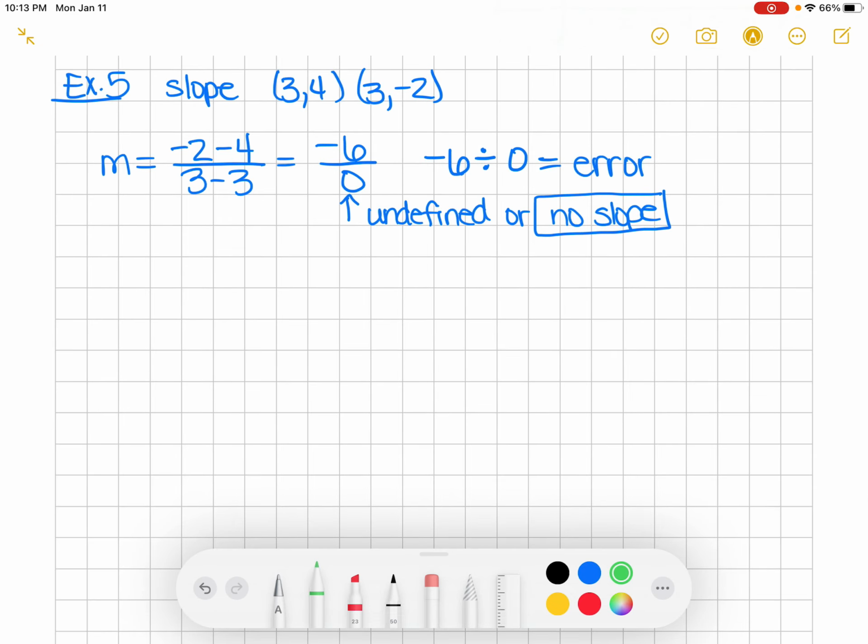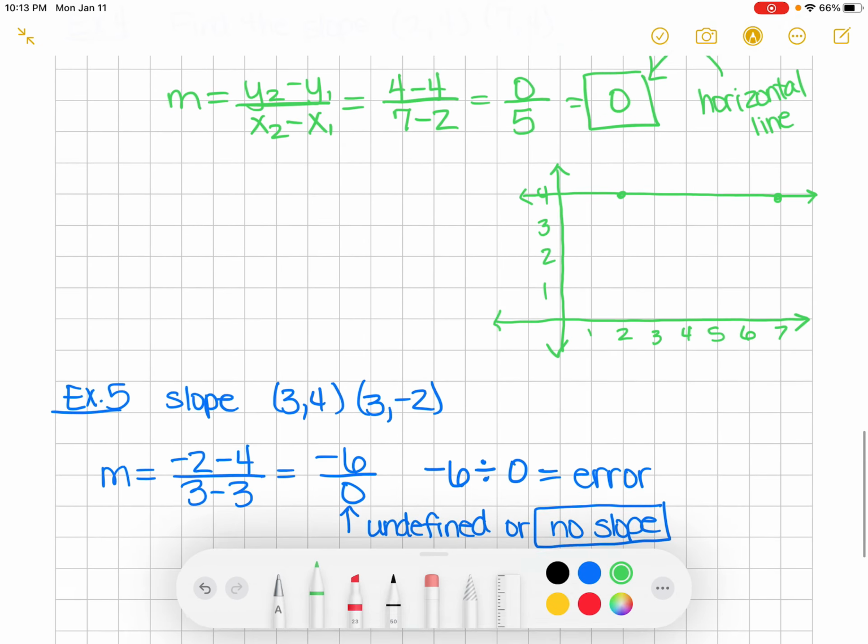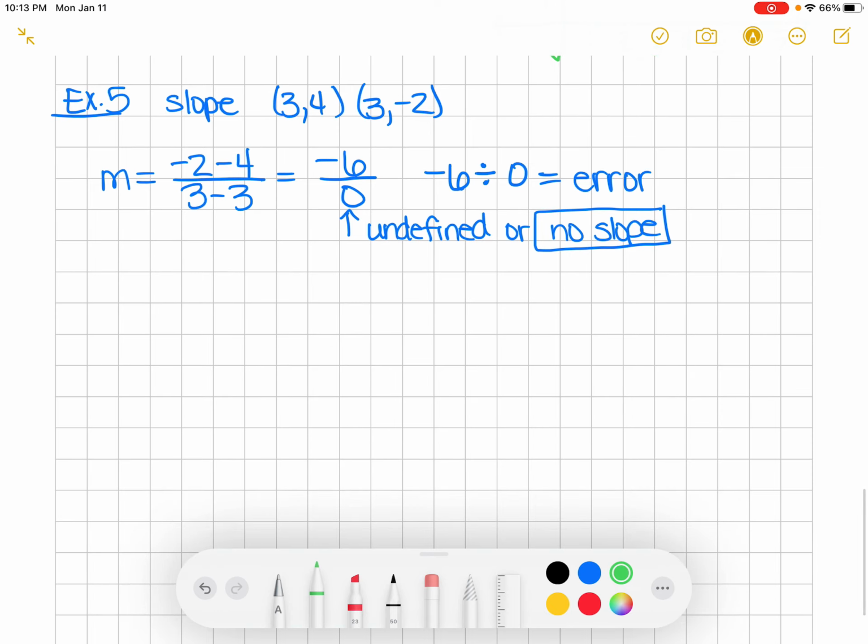Okay, so I told you I would show you what the difference between these two were, example 4 and example 5. So let's look at what the graph looks like for one of these. Okay, so let's see. I needed this to be just a little bit longer, so let me draw it just a little bit longer. Okay, so 1, 2.